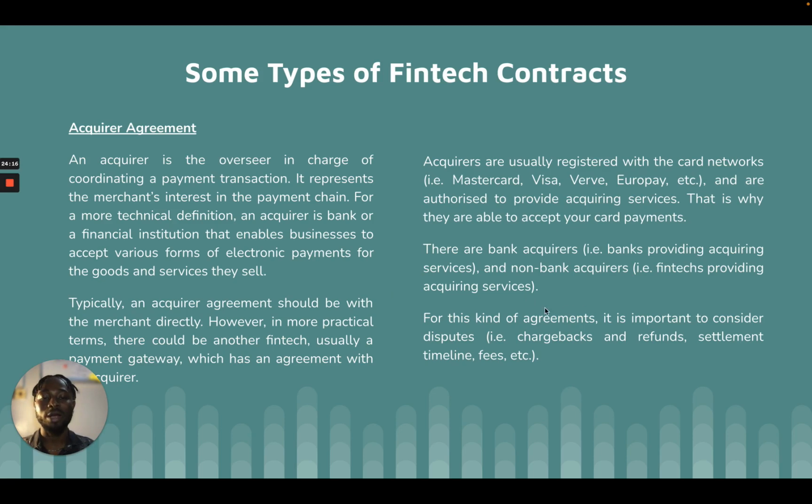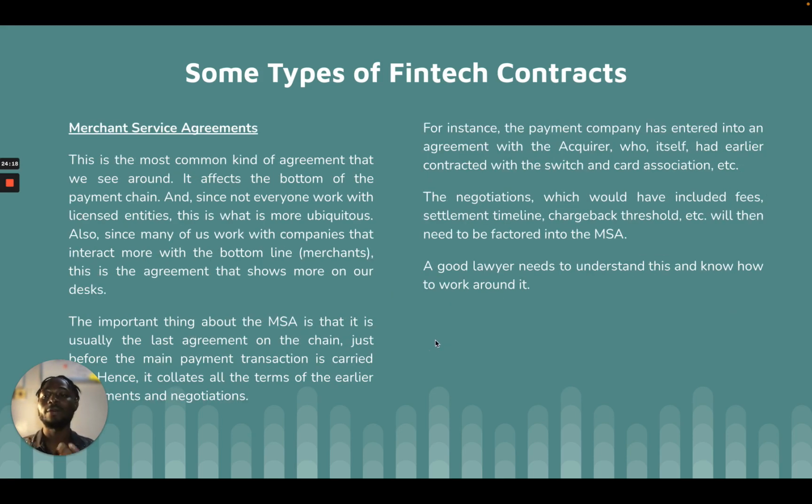And then you have the MSAs, the merchant service agreements. These ones are the most popular, the most common, right? And they affect the bottom. So assuming that the merchant is going to be integrated directly with the acquirer, this is what they will sign with the acquirer. Obviously, the acquirer agreement is usually signed, in more practical terms, with the payment processor.